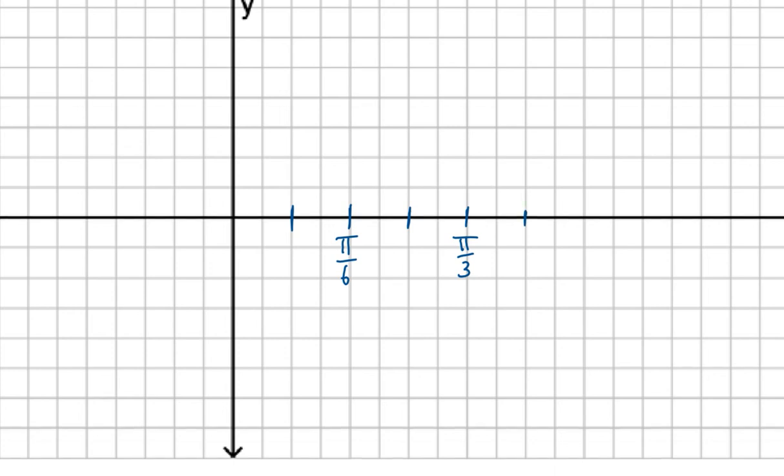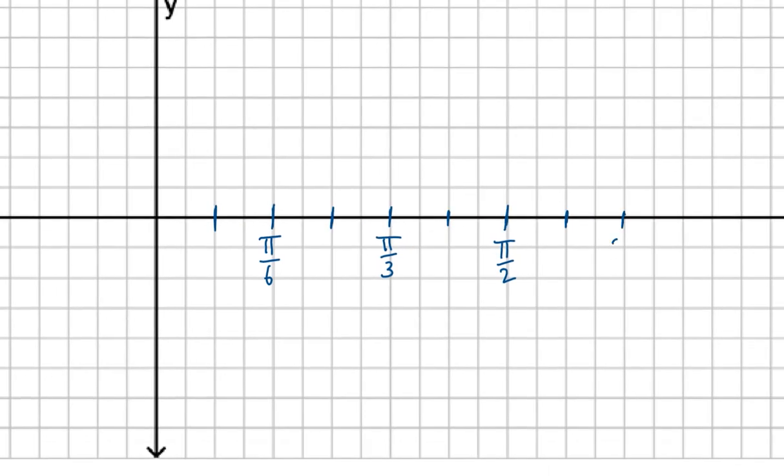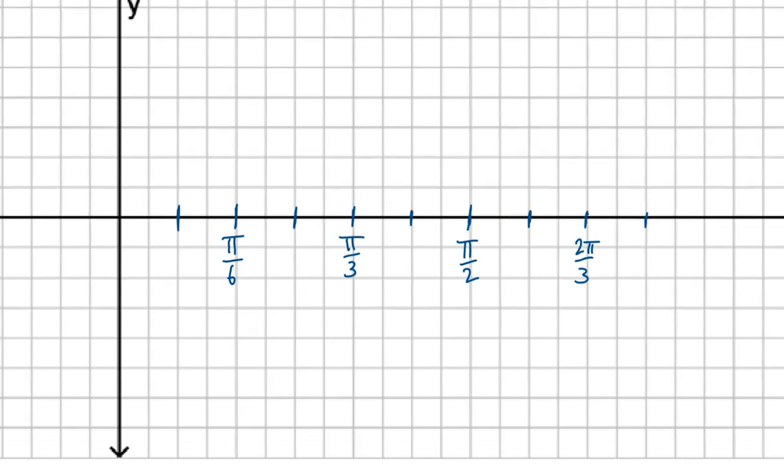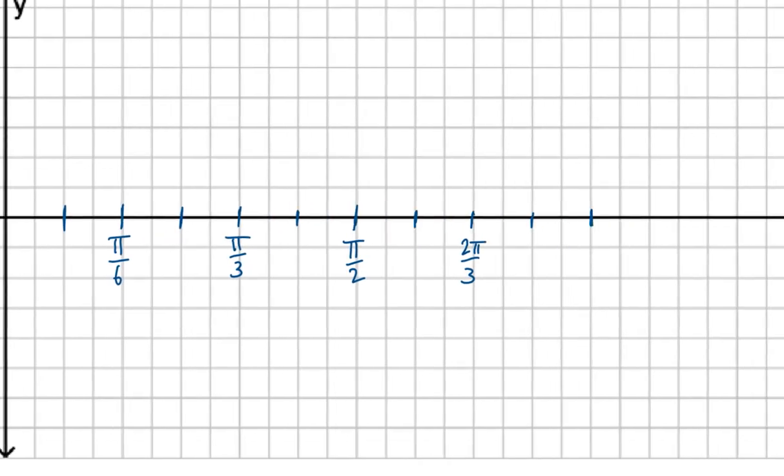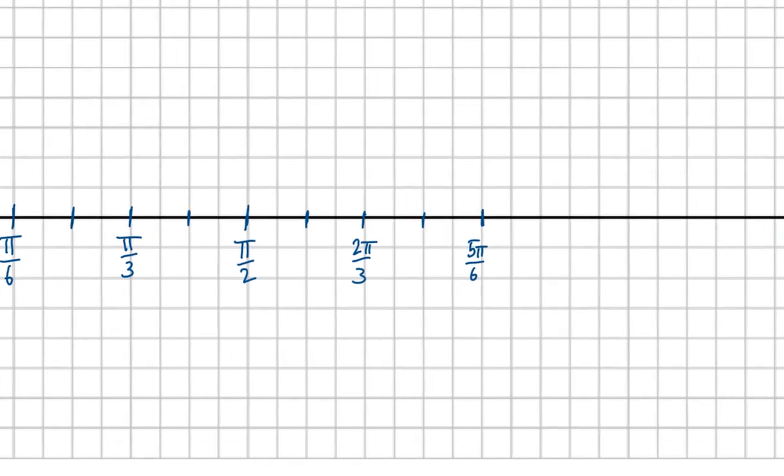So now that's 2 pi by 6, 3 pi by 6. 3 pi by 6 is pi by 2. 4 pi by 6. 4 pi by 6 is 2 pi by 3. 5 pi by 6, which is just 5 pi by 6. 6 pi by 6, which is pi. Now, I've gone way past the point that I have to.